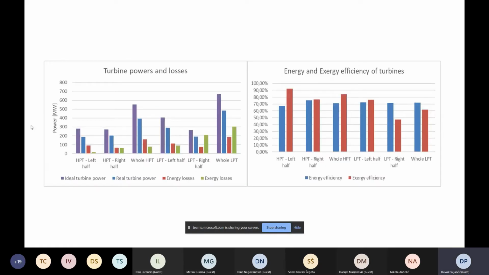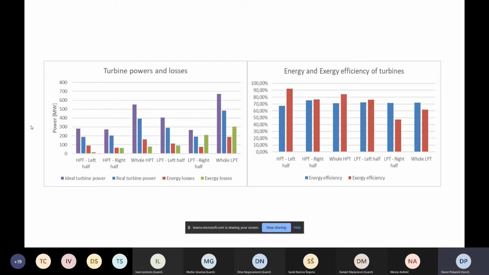Now for the results of our calculations. The turbine calculation results are shown on these pictures. The left picture shows ideal and real turbine powers for every turbine cylinder and for the whole high pressure turbine and the low pressure turbine, with its energy and exergy losses. Ideal power is the sum of real power and of energy losses. Both turbines generate around 900 megawatts of useful energy.